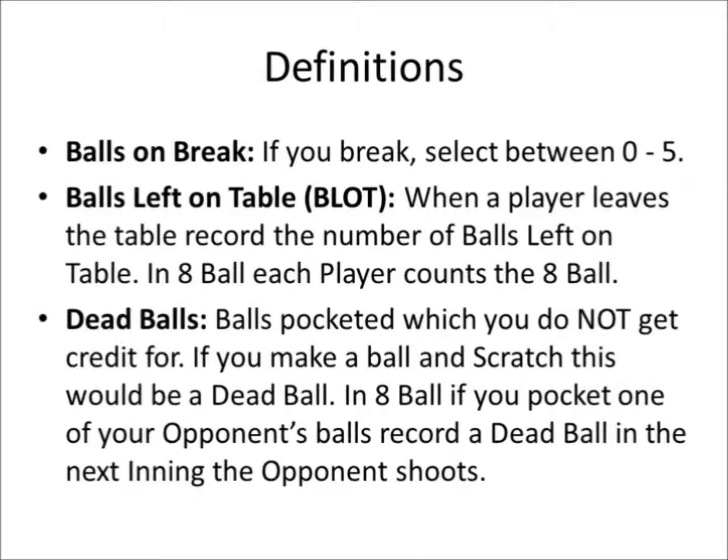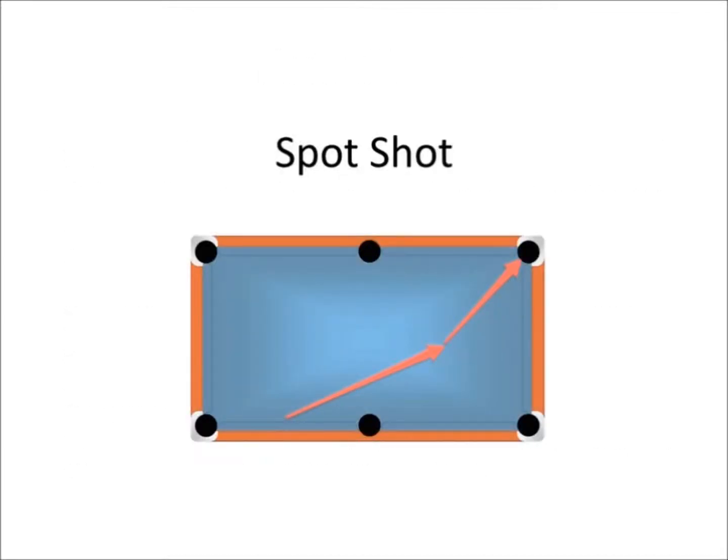Dead balls. Balls pocketed which you do not get credit for. If you make a ball and scratch, this would be a dead ball. In 8-ball, if you pocket one of your opponent's balls, record a dead ball in the next inning the opponent shoots. If you do not, you will be giving credit to your opponent for making that ball.